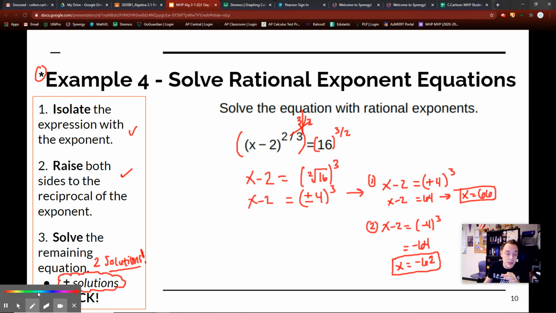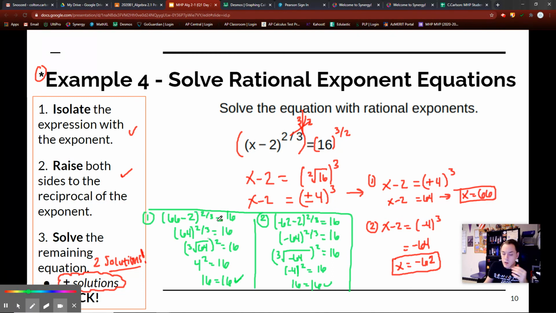So now, what happens when I check it? I'm going to show you right now. Notice down here, my first one I plug in 66. When I start solving it, to the power of 2 over 3 is the same thing as the cube root of 64 squared. So the cube root of 64 is 4, and then I square that, it's 16. So that's what I have right there. Now, on this one, I have negative 62 minus 2. Negative 62 minus 2 is negative 64 to the 2/3 power. That gives me negative 64, but when I cube root it, I have negative 4.